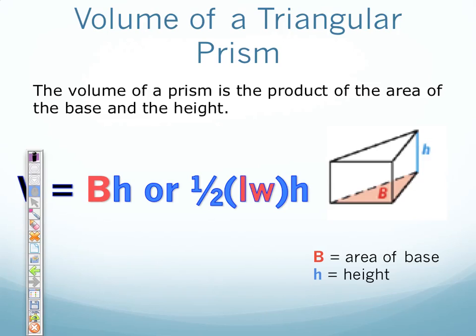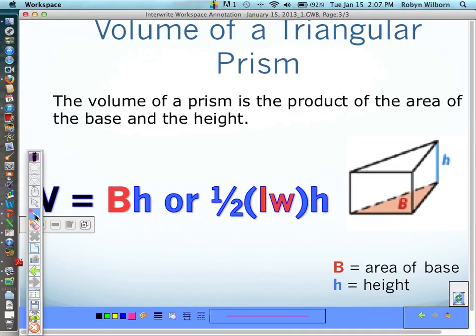The second shape we're going to talk about is the triangular prism. With the triangular prism, the volume of a prism is the product of the area of the base and the height. Again, you have a little bit of filling in to do in your notes. The volume of a prism is the product, again meaning to multiply, of the area of the base and the height. And again, two formulas. We're not going to see the big B formula, so this is the one that you're going to be using.